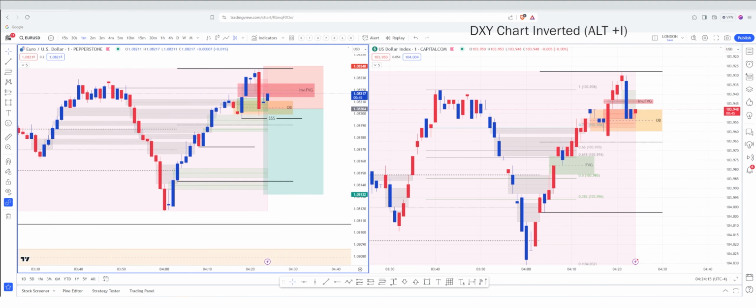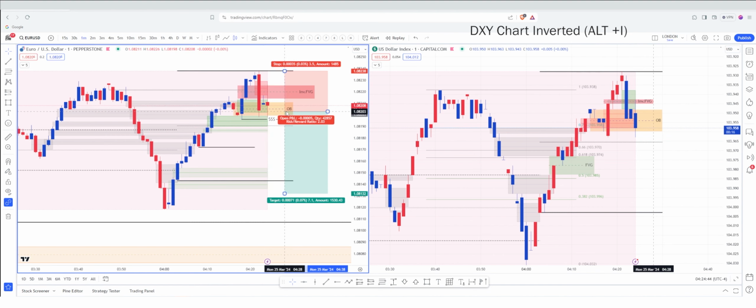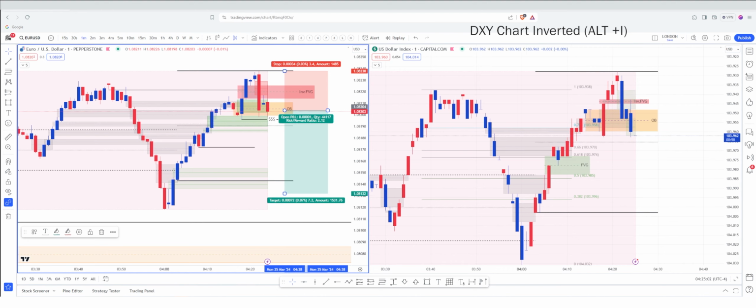We're into the inversion fair value gap now. There we go, here's our continuation. We're looking to break that low. Good reaction off the inversion fair value gap, but we need to get through this low, at which point I will go break even.